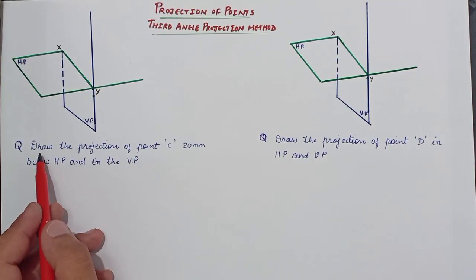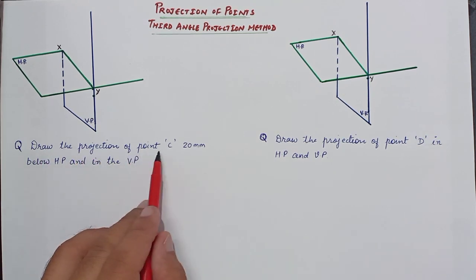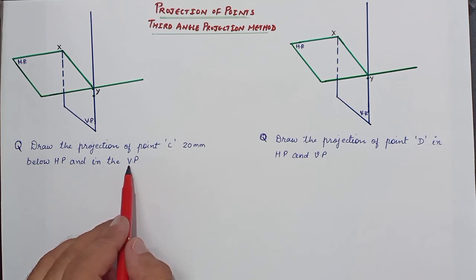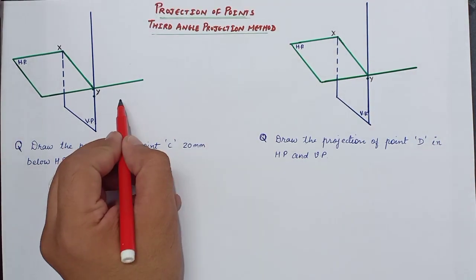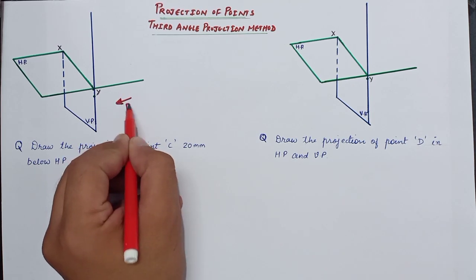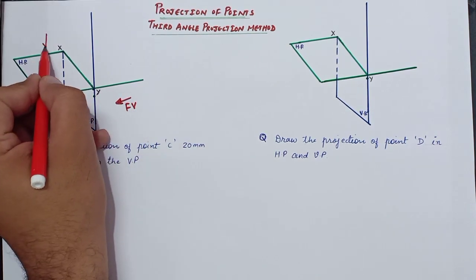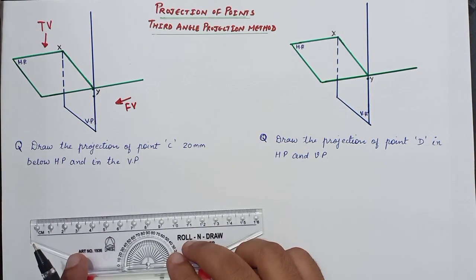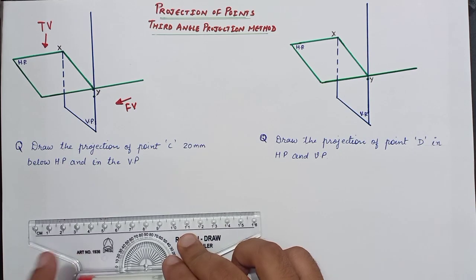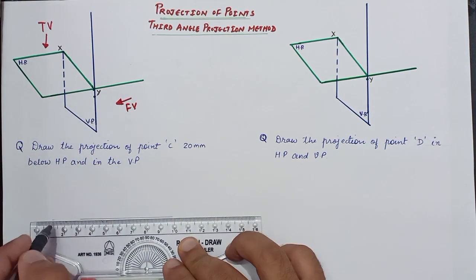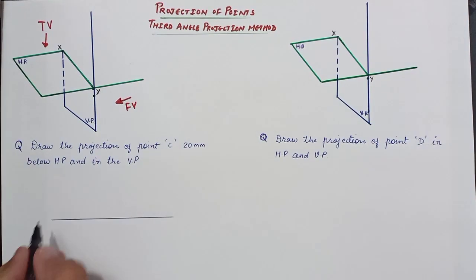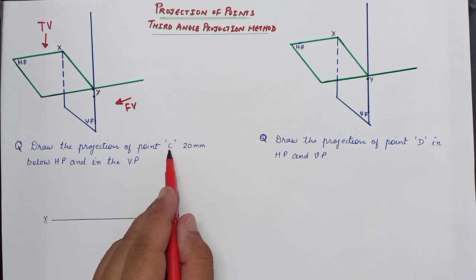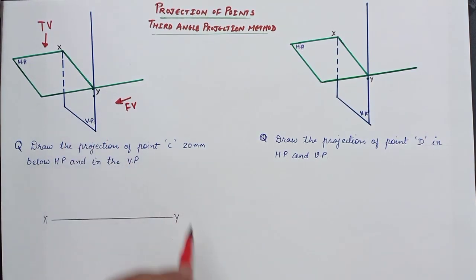So next question, draw the projection of point C 20 mm below HP and in the VP. So here this is front view, top view. For orthographic view, first we will draw the reference line XY. Let us take this point C in this third coordinate.